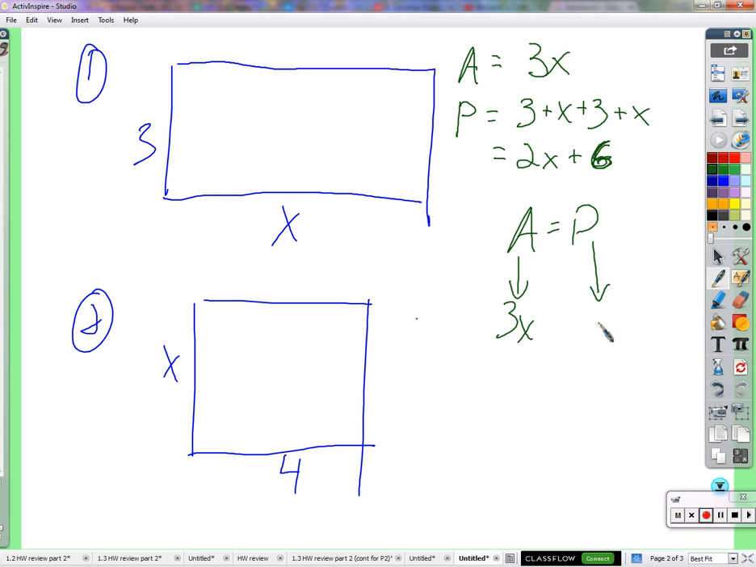Perimeter is the same as 2x plus 6. It equals 2x plus 6. Now we have an equation. We have an equation with only x's in it, right? One variable. When you have one variable in an equation, you can most likely solve for that variable. And definitely in this case, we can solve for this variable.